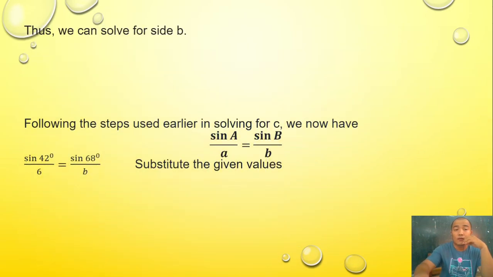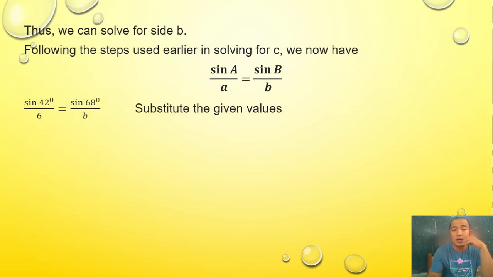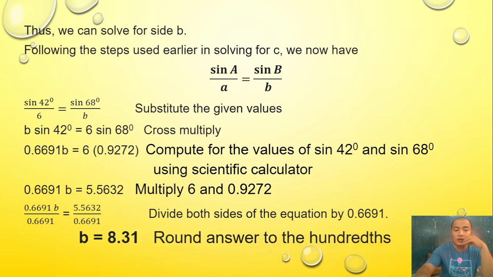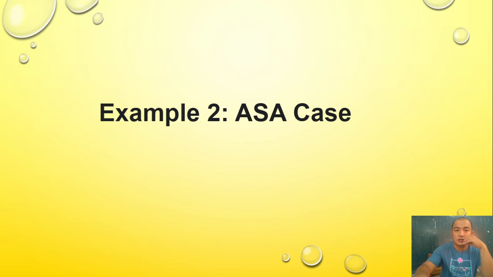And to solve for side b, we use the formula sin A over a equals sin B over b. Substitute: sin 42 over 6 equals sin 68 over b. As a shortcut, you can use your calculator. Cross multiply and then multiply 6 by sin 68 divided by sin 42 and you come up with this answer, 8.31, to the nearest hundredth.